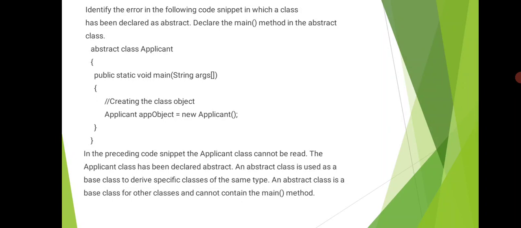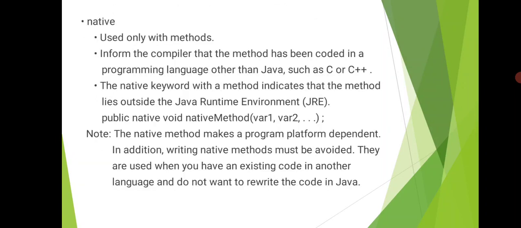So abstract classes should be the base class for the other classes, other subclasses. It should be inherited. So that is why we can't instantiate it, or write the main method in that class. So this is about the abstract keyword.